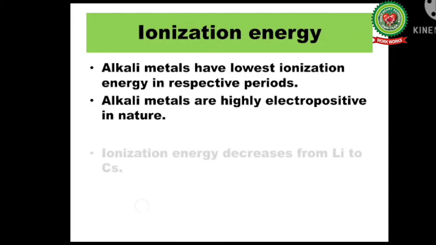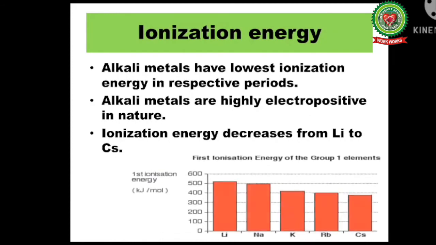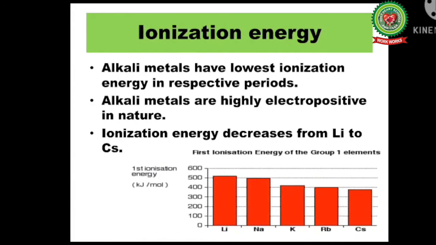Now, when we move down the group from lithium towards cesium, ionization energy decreases. Why? Because when we move down the group, atomic size increases, because the number of shells increases. So the attraction between the nucleus and the electron which is present in the valence shell decreases. So ionization energy also decreases.